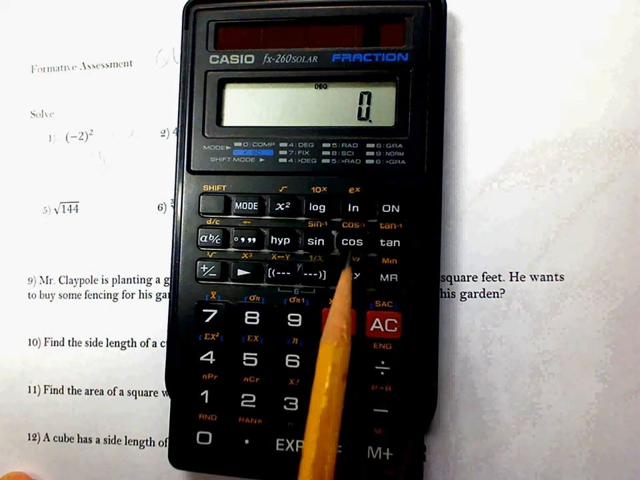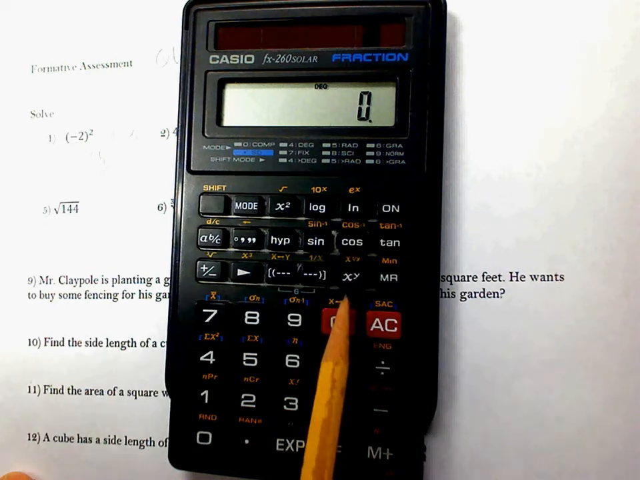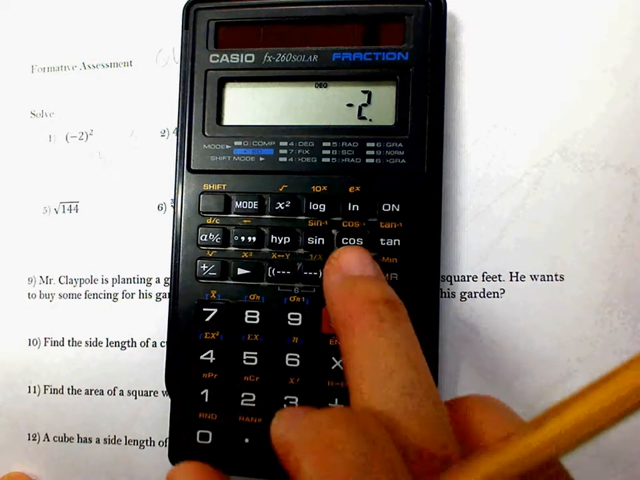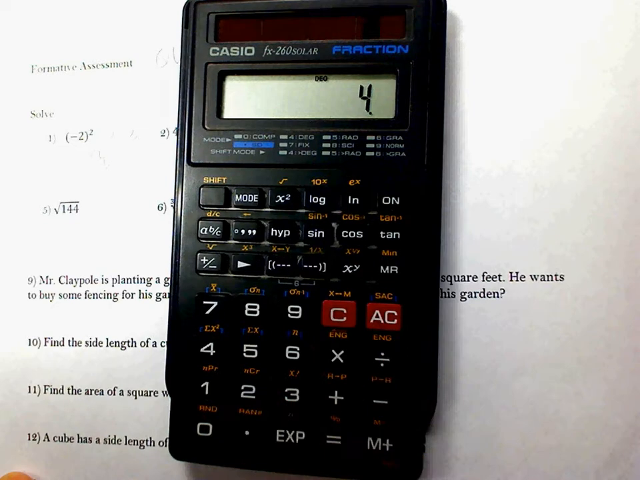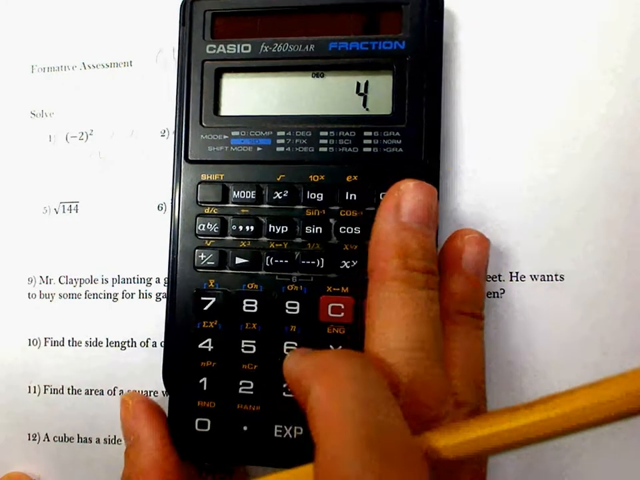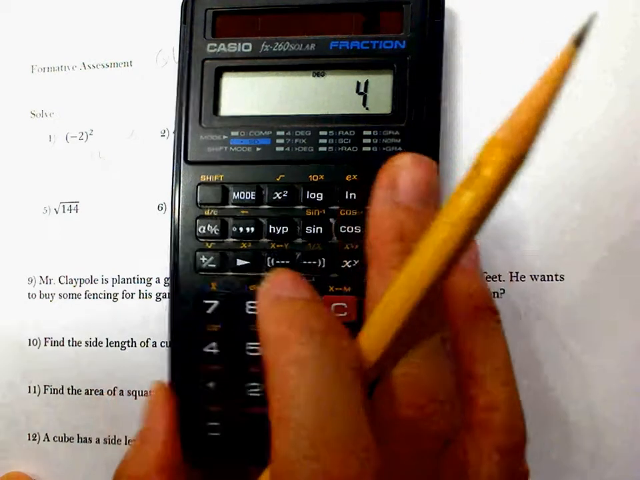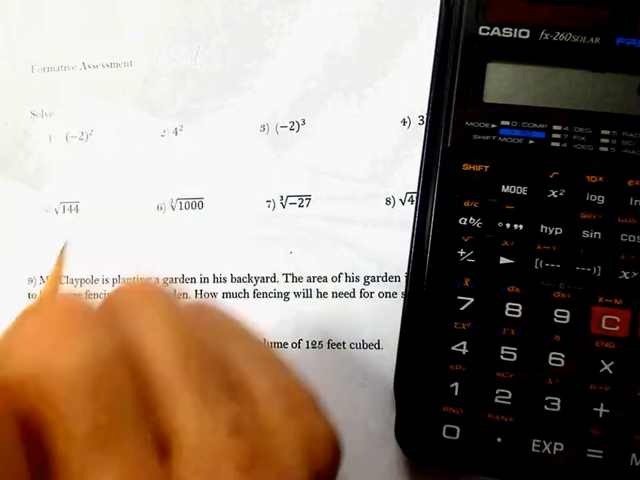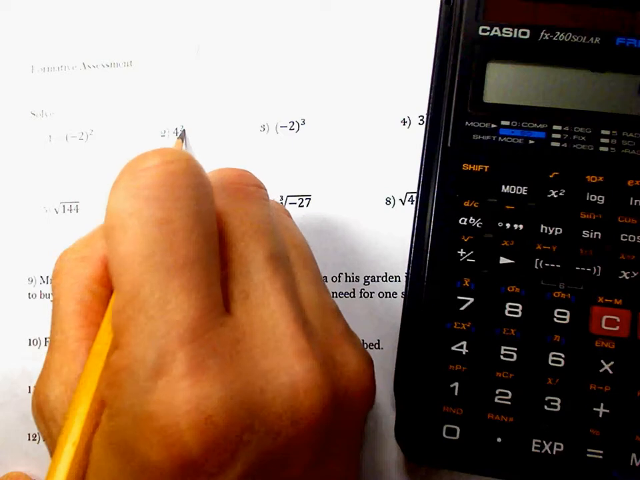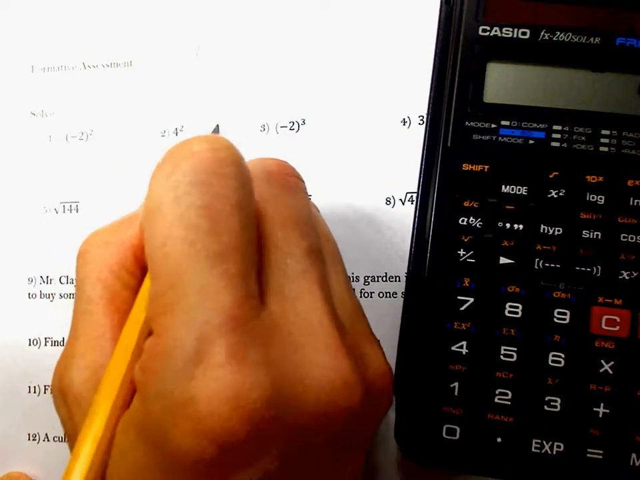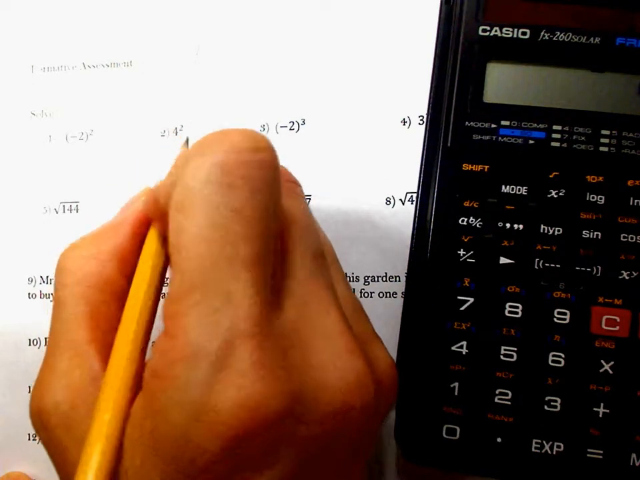If you want to use the exponent button, then you can. So you would do negative 2 exponent 2, and then you would also get 4. Because squared is used so much, it gets its own button. Now 4 squared here is 4 times 4, which is not 8. Be very careful about that.